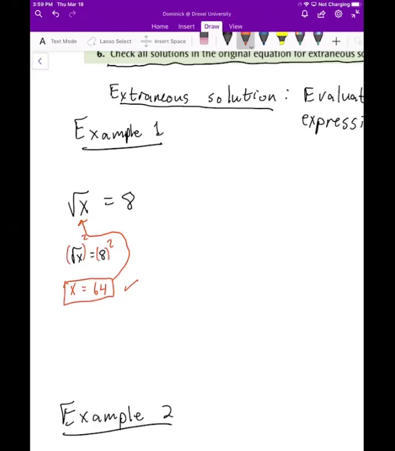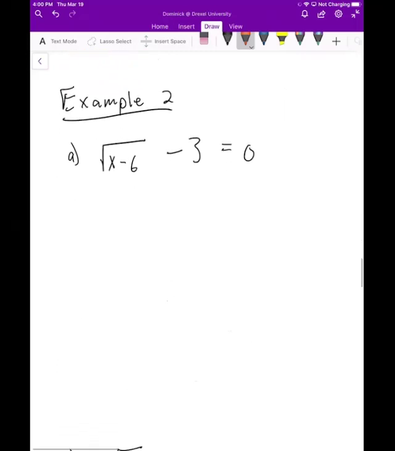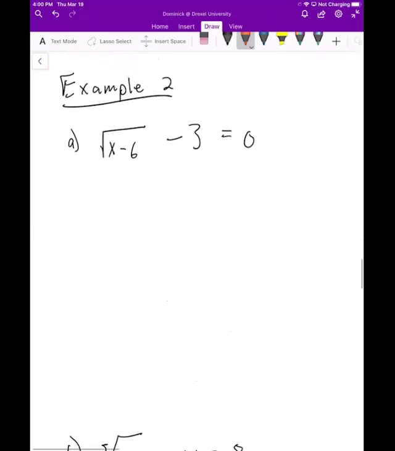All right, so that's not too exciting, but that sort of lays the groundwork for what we need to do here. All right, so now let's look at this example here. So now we have square root of x minus 6, minus 3 is equal to 0, right? So of course, the first thing we want to do, now this is where it's a little bit different. Now we need to make it so that our square root of x minus 6 is by itself on one side. And of course, to do that, we would need to add this 3 to both sides. So then that way we get square root of x minus 6 is equal to 3.